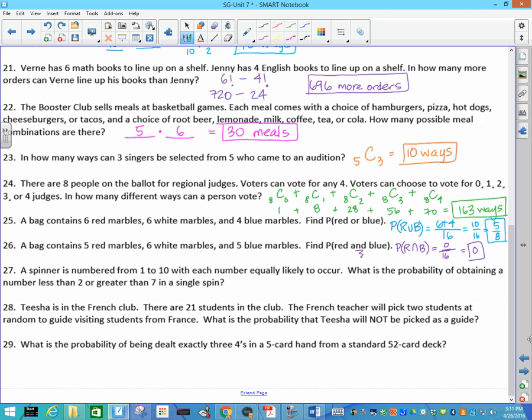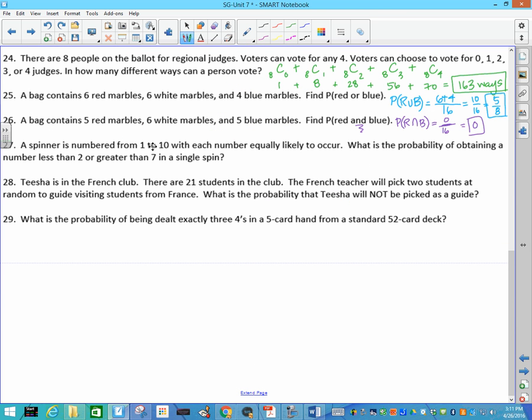Okay. A spinner is numbered from 1 to 10 with each number equally likely to occur. What is the probability of obtaining a number less than 2 or greater than 7? So what numbers are less than 2? Between 1 and 10 is only 1. What numbers are greater than 7? 8, 9, and 10. So how many of those do I have? I have a total of 4 numbers out of 10 possibilities. So 4 out of 10 is going to be 2 out of 5. Does that look like a 5? I don't think so. 2 out of 5. There we go. All right, 2 more.